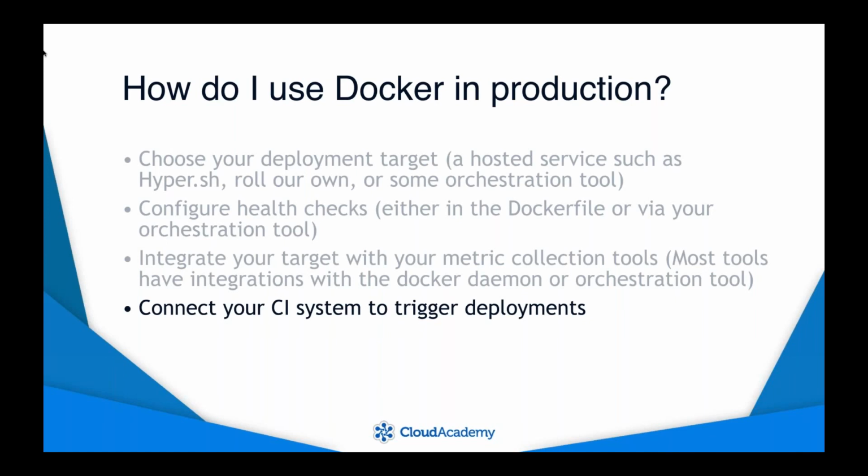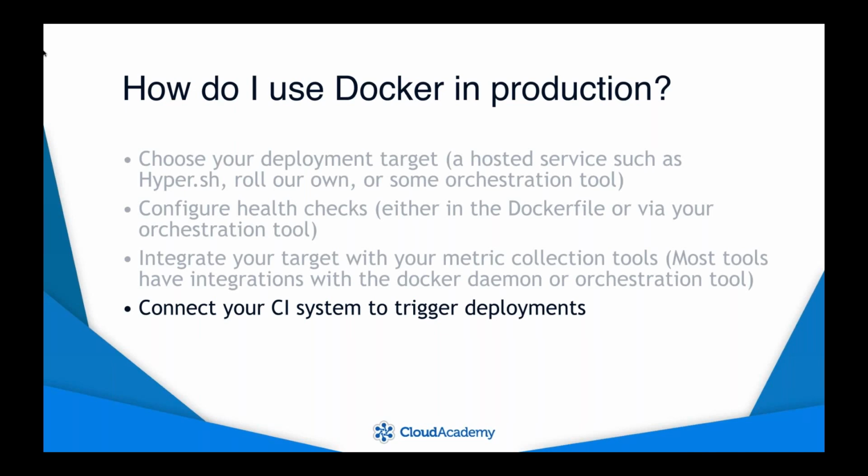Then, depending on how aggressive you like to be, I suggest that you connect your CI system to trigger deployments. This might not be to production; this could be to any of your pre-production environments, like your staging environment or QA environment, whatever you want to call it. But make sure that you can trigger some sort of deployment to your infrastructure via some API or CLI.